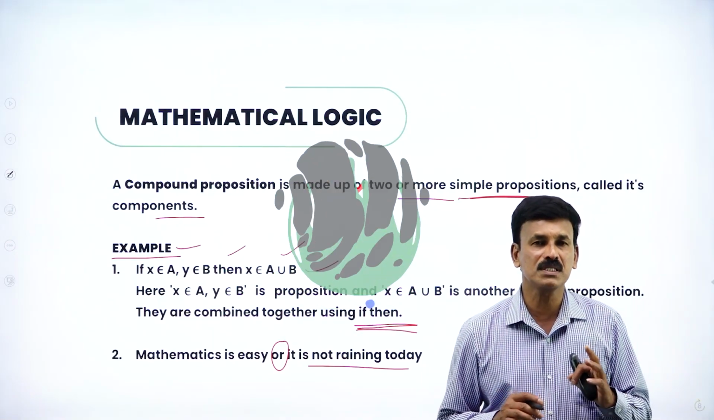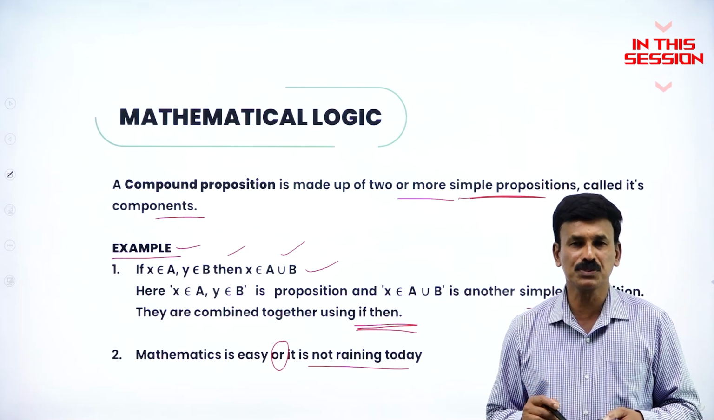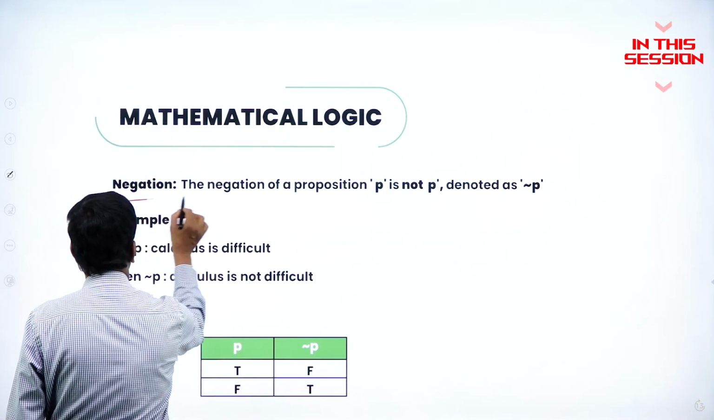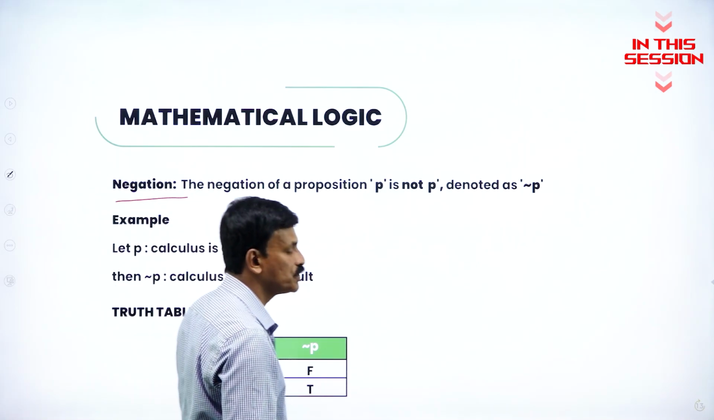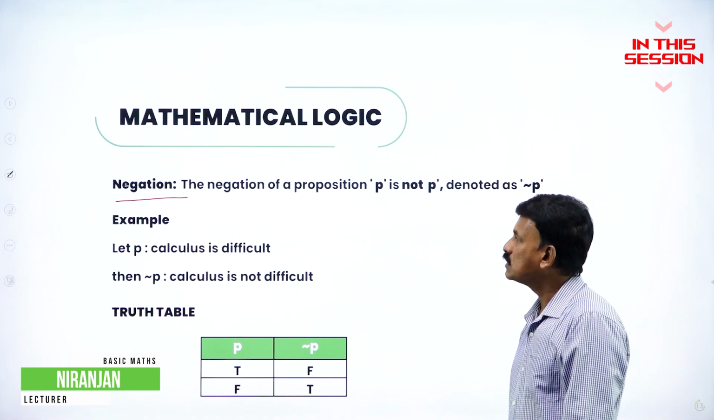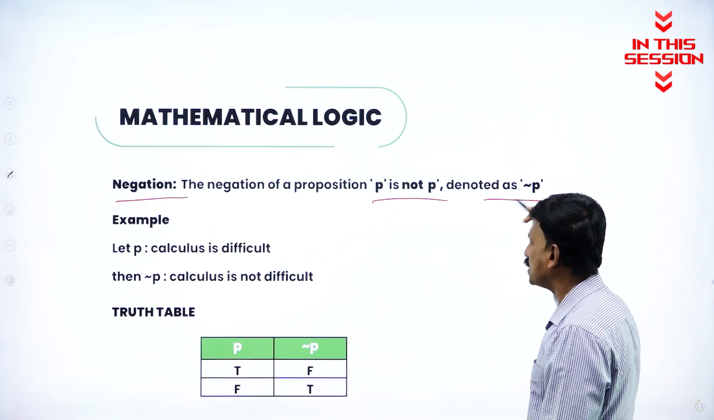If two or more simple sentences can be connected using a connective to get a compound proposition, they are called the connectives. This is a very important concept. The negation of a proposition P is not P. So if you put not, the negation of a proposition P is not P, denoted as negation of P.